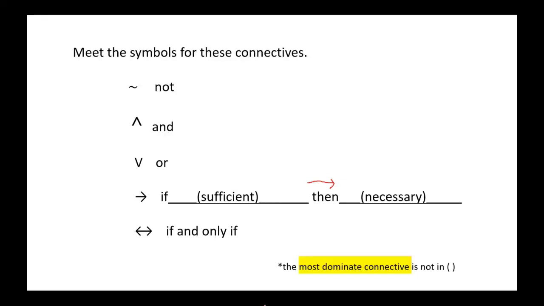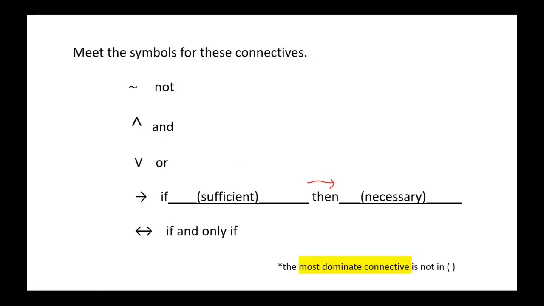So to help you out, I've just put a couple of little things in the blank there. The first part, the part that you're going to find in front of the arrow, is sufficient. The second part is what it refers to as necessary, and that's sort of a strange thing to get used to, but if A, then B means A is sufficient to cause B to happen. But just know if the first part, then the second part, same thing, if sufficient, then necessary.